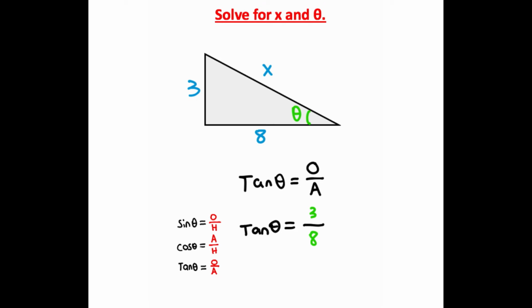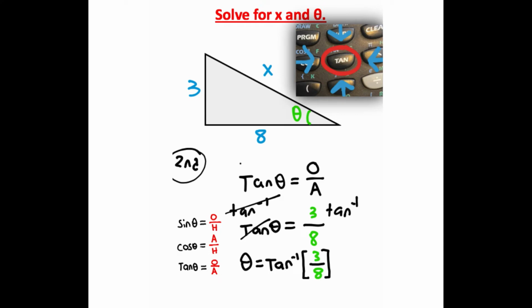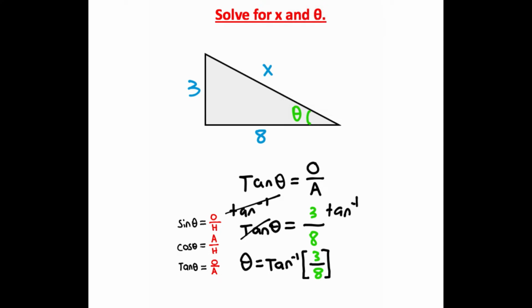And then to get rid of the tangent, you want to do something called the inverse tangent. So if you take the inverse tangent of this side and the inverse tangent of this side, these will cancel and you'll be left with just theta. Now to type an inverse tangent in your calculator, you press the second key and then the tangent button, and that's going to give you the inverse tangent. If you plug 3/8 into your inverse tangent, you get approximately 20.6. So if you're in degree mode, 20.6 degrees is the approximation of this angle right here.